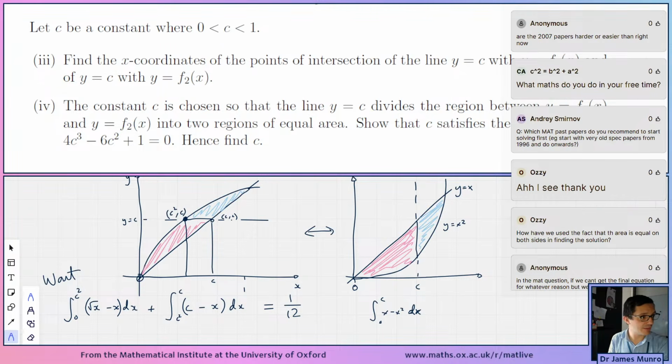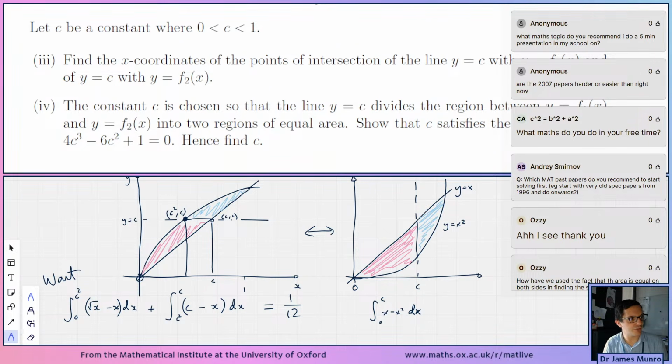The 2007 papers. So I think the 2007 paper in particular is a little bit easy. 2008 also maybe a bit, but they're still good practice. If you can do the questions, then you can do the questions. If you get stuck on the questions, brilliant. That's exactly what you should be practicing to do maths of different things.